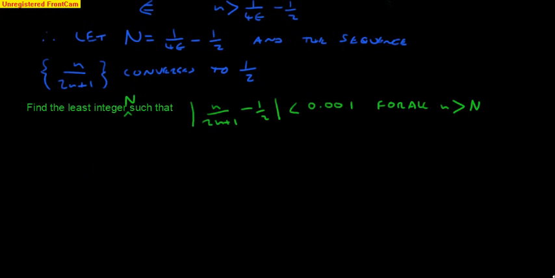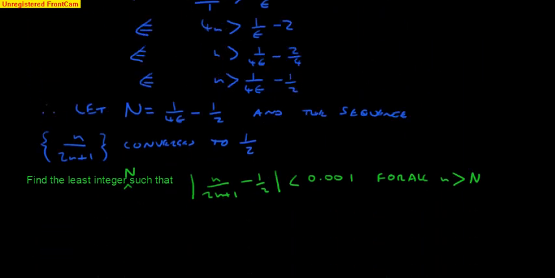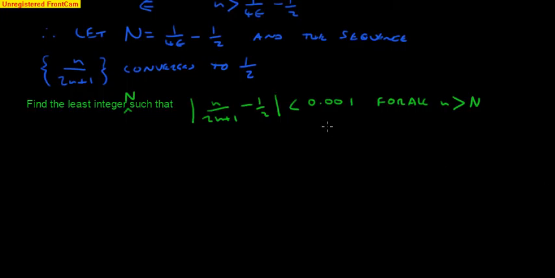Hello again. I've just done one of those proving that a sequence converges to a value. Very commonly a second part of a question like that requires you to find a least integer, N, such that the value is less than something, and they've chosen a very small number here, 0.001, for all n greater than N, and we have to find the least integer N that will satisfy that situation. So I thought I'd just add that on to that previous question.